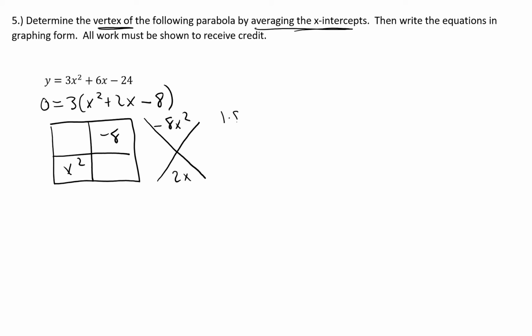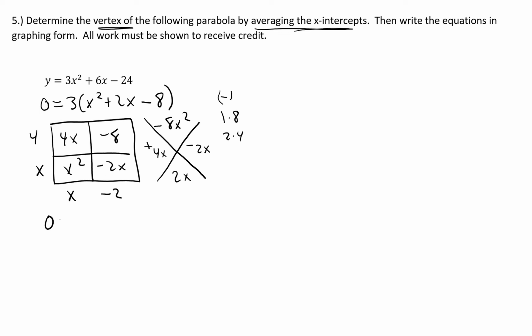So we need factors of 8 that combine to give me 2. It's negative 8, so I'm going to have a positive and a negative. I think 4x and negative 2x gives me negative 8x squared, and when you add them gives me positive 2x. So this is x squared plus 4x minus 2x minus 8. What do x squared and x have in common? X times what gives me x squared? X. X times what gives me 4x? 4. X times what gives me negative 2x? Negative 2. 4 times negative 2 gives me negative 8.